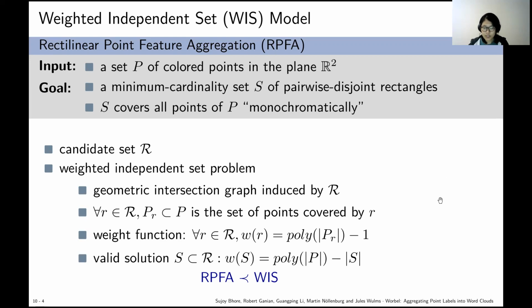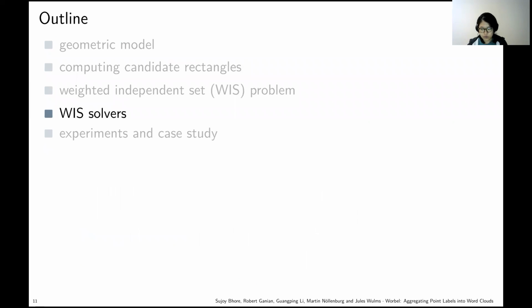Such that for a valid solution S, which covers all the points, its weight sum would be a specific polynomial function of the point set size minus the solution size. So imagine for the optimum solution, the minimum solution, its weight sum would be the maximum. In this way, we successfully reduce our problem to a well-studied combinatorial problem, the weighted independent set problem. So we could now use arbitrary weighted independent set solvers to solve our problems.